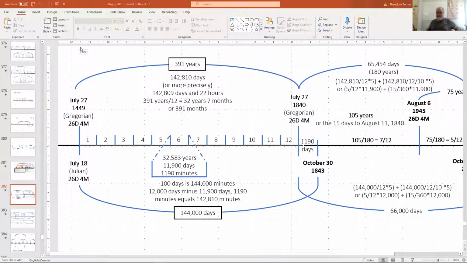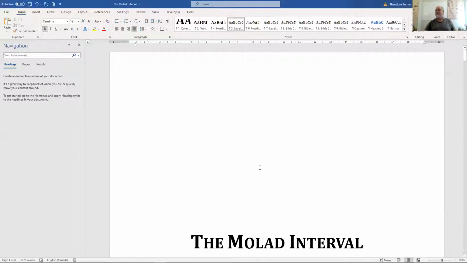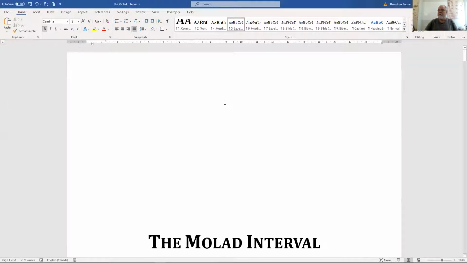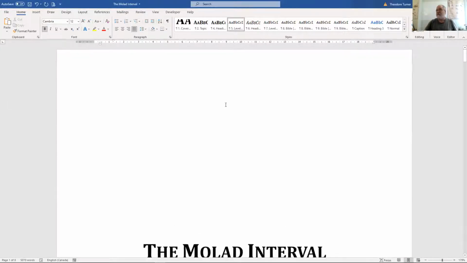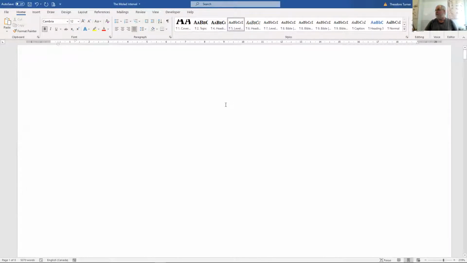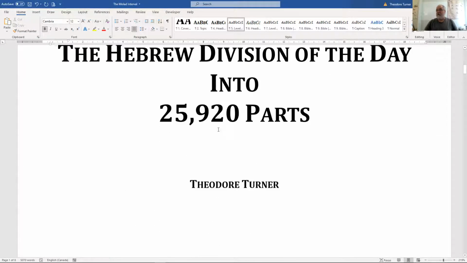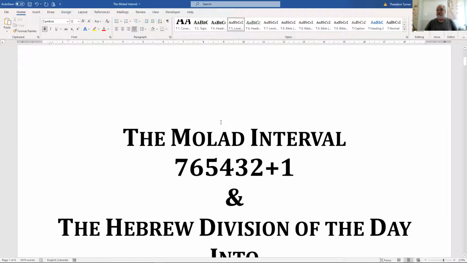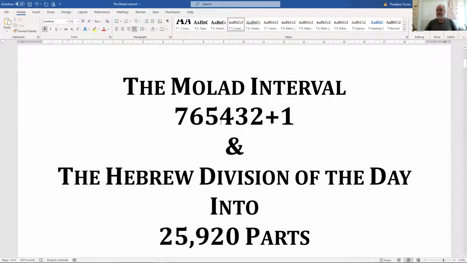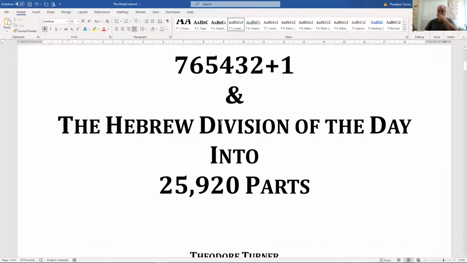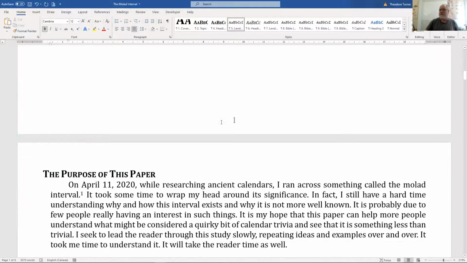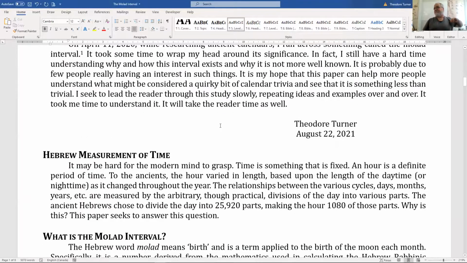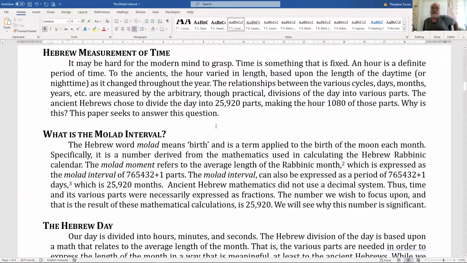In writing this paper, I tried to write it in the simplest way that I could. So it's going to show up on the screen here right away. But just because I wrote it what I thought was simple doesn't mean that it is. So it's entitled the Molad interval 76543 plus 1, and the Hebrew division of the day into 25,920 parts. So it's a rather cryptic title. So I'm going to read through this, and of course, if anyone has questions or comments, feel free to interject.